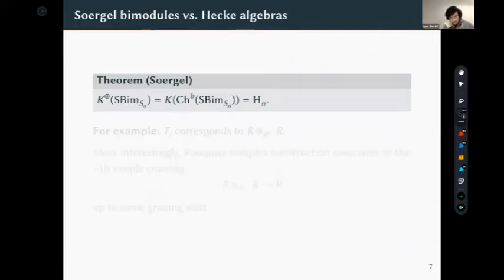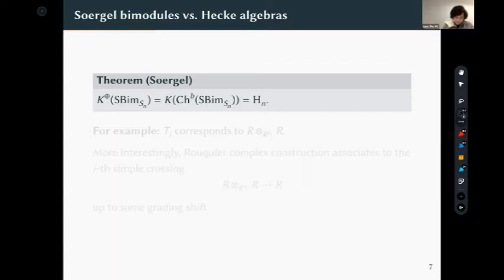Okay, so here's a theorem. The split K group of the category of circle bimodules, or the usual K group of the triangulated category of chain complexes of circle bimodules, actually allows you to recover the original Hecke algebra.